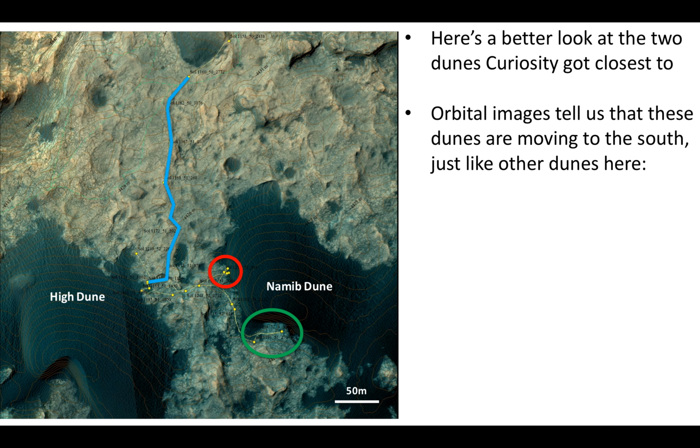So orbital images tell us that these dunes are moving to the south, actually, not so much the southwest, but these ones are moving sort of more to the south, just like other dunes that are in the immediate area, although the entire dune field as a whole is really moving to the southwest. And again, this is sort of what you would expect from the shape of those dunes, where you can see that it looks like the wind direction is coming from just slightly to the east of north.